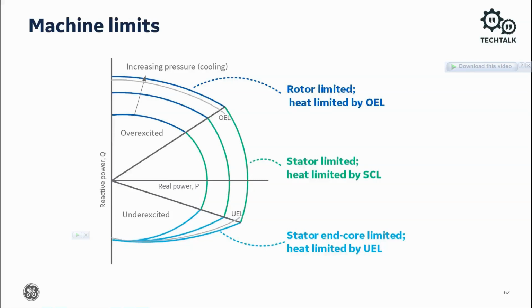The stator winding limit is controlled by the stator current limiter, SCL. The curve also shows how the automatic voltage regulator, AVR, limits the steady-state operation to within the generator capabilities via the overexcitation limiter, OEL, and the underexcitation limiter, UEL. Loss of field protection works in the underexcited region.